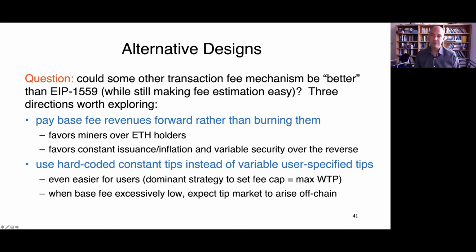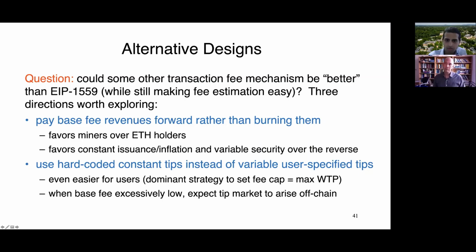As I mentioned, one detail is EIP-1559 burns the base fee revenues. That's not crucial for the game theory. So for example, you could instead pay it forward to miners of future blocks. You would still have OCA proofness if you did that. That would be a different macroeconomic choice, because then you wouldn't be burning anything, so you wouldn't be affecting the inflation rates. And in effect, you'd be rewarding the miners at the expense of the holders of the native currency, which some people probably think is a good thing, some people probably think is a bad thing. I just want to point out that there is this trade-off in the design space.